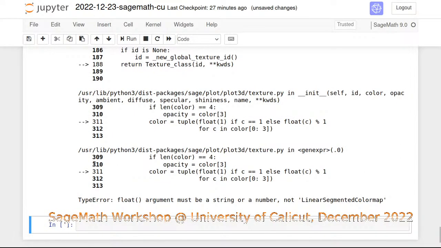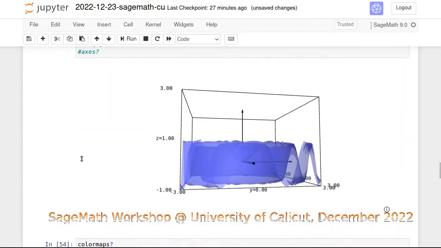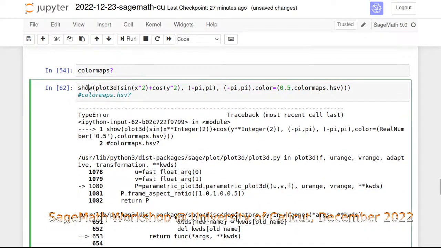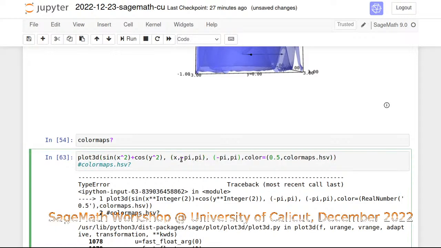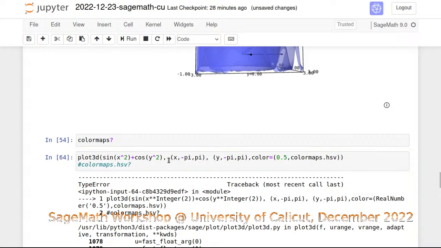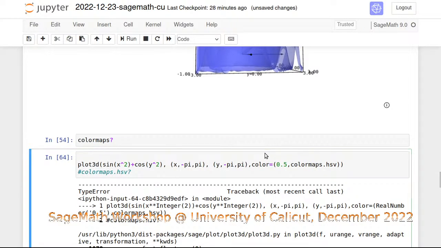For C in color, that's still giving the mistake here. So the show. So X ranges, let me just specify explicitly, this is X, this is Y, to see if that's a mistake. No, that's not the mistake. Now let me just come to terms with the documentation by defining C to be a function of X and Y. Define C of X, Y.